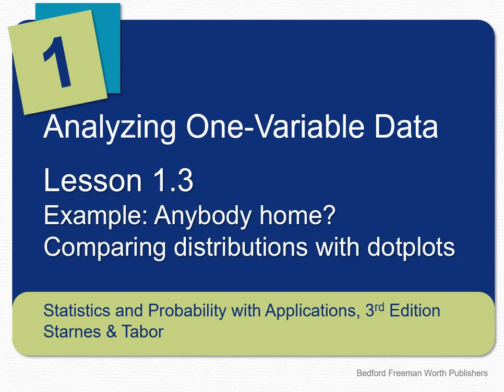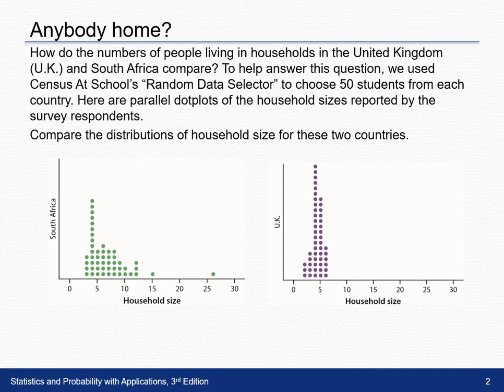Hi, today we're going to look at lesson 1-3 and the example, "Is Anybody Home?" We're going to compare distributions with dot plots. How do the number of people living in households in the United Kingdom, UK, and South Africa compare?